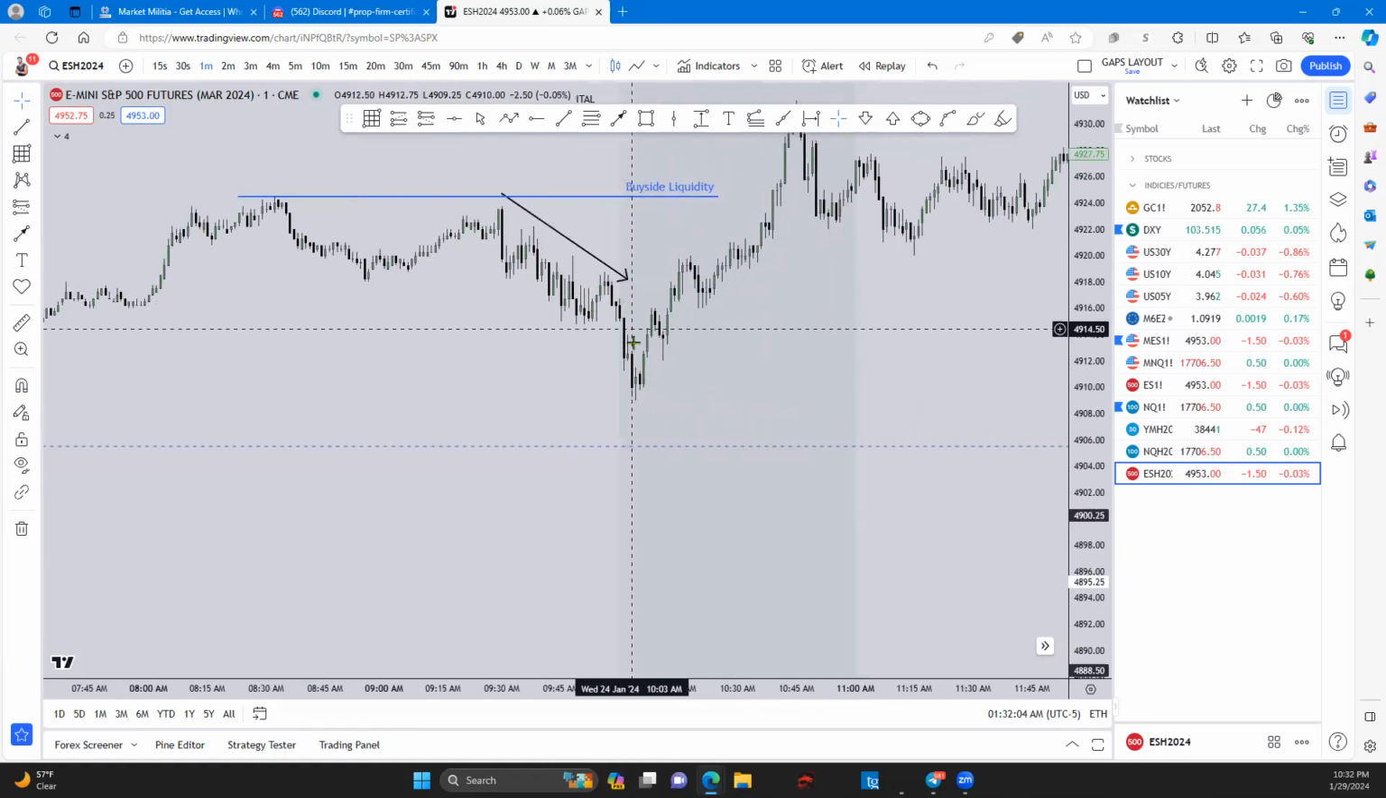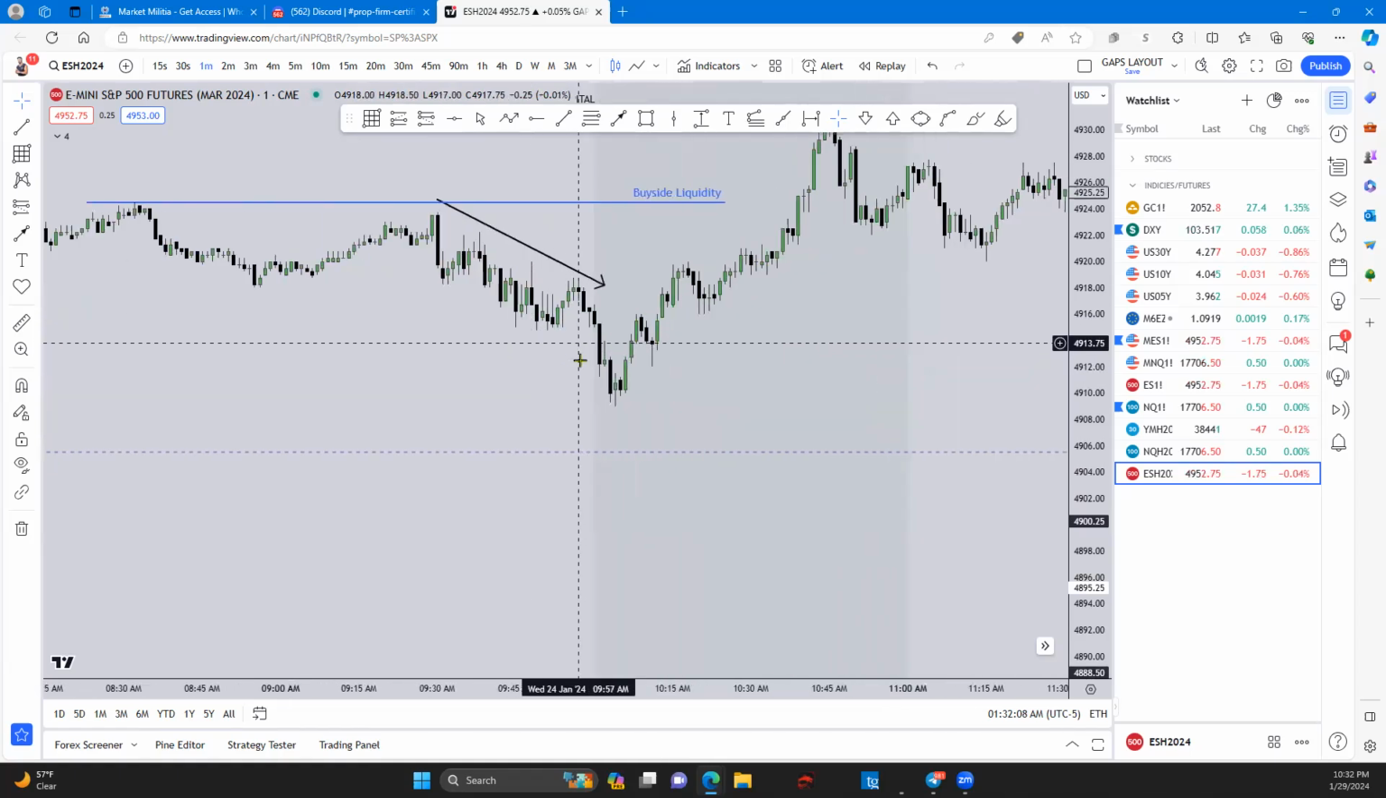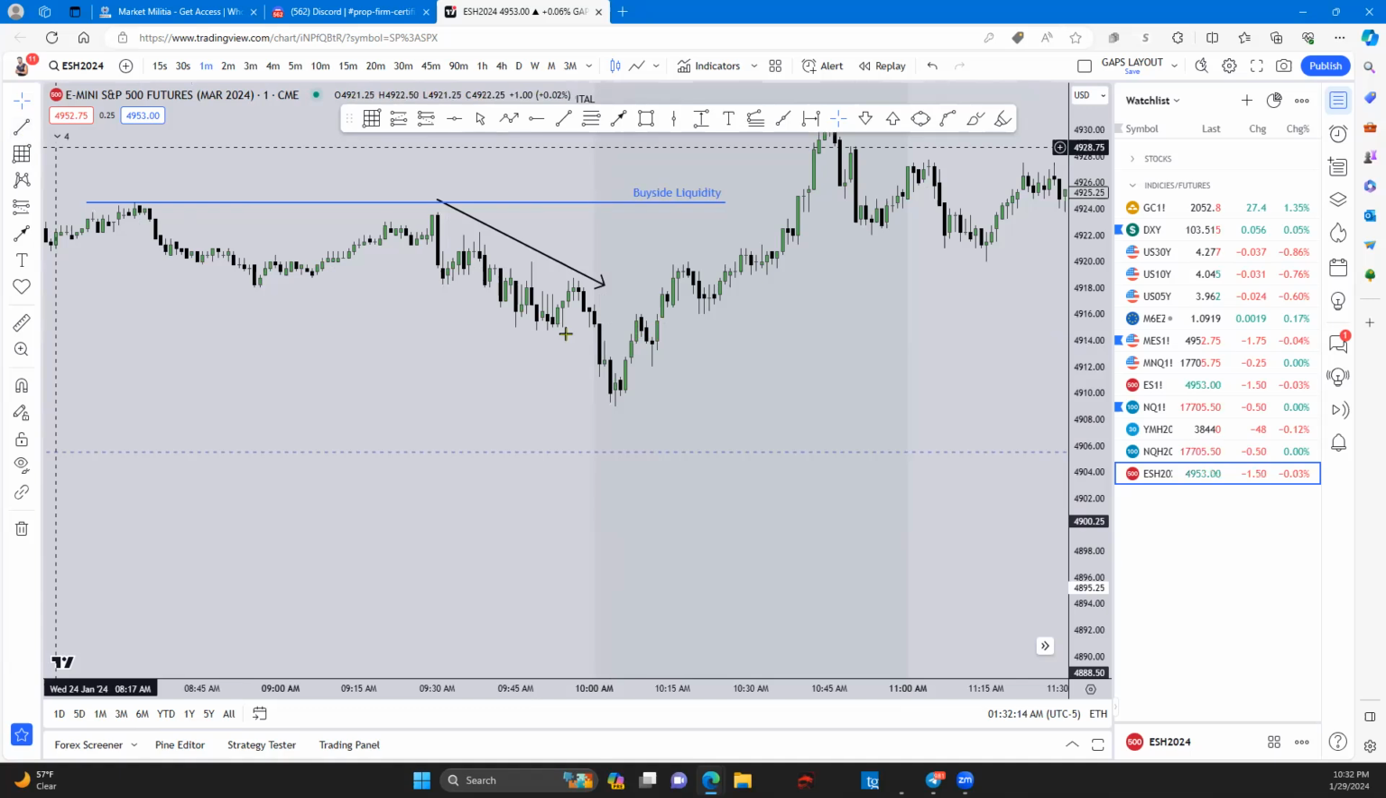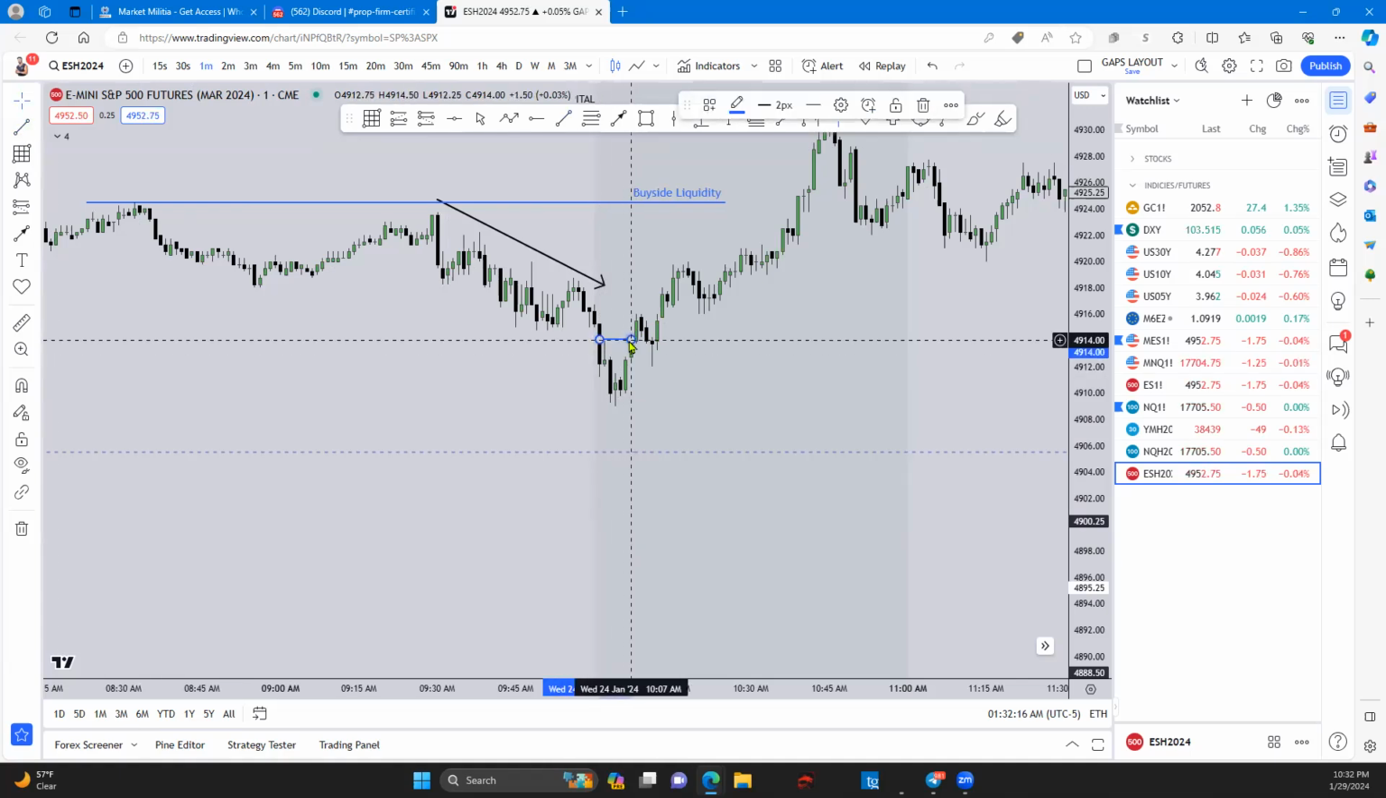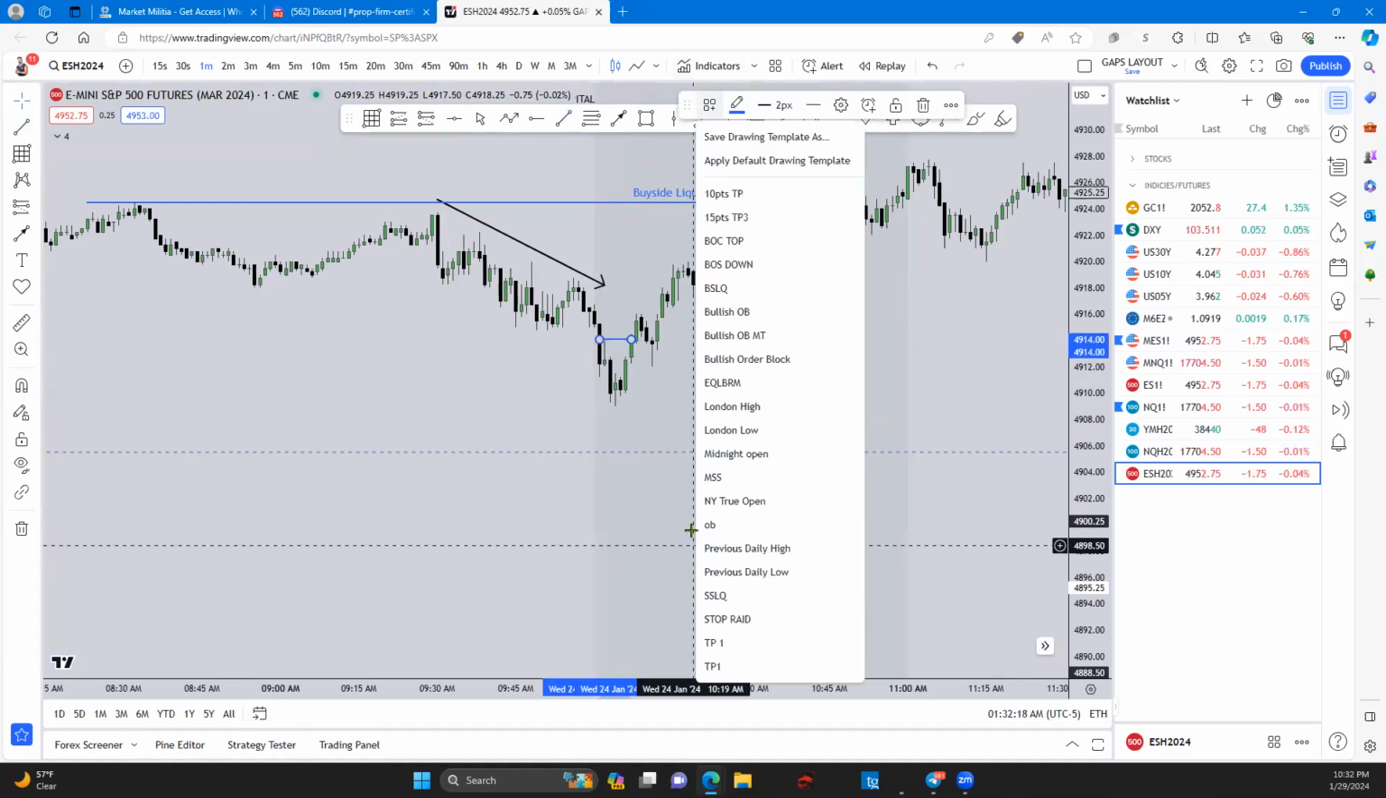10 o'clock, you gotta wait. So we're waiting to see clear displacement. So we get change in the state of delivery here. Right here. CISD, where you at?